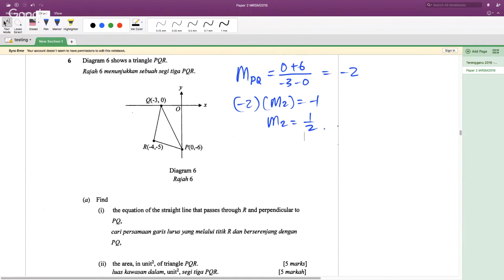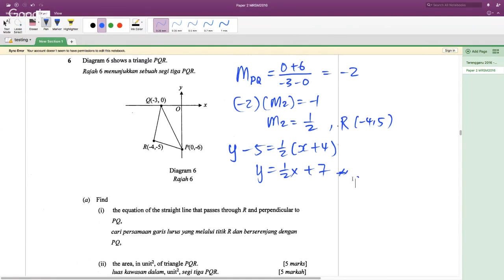So this line is perpendicular to PQ, and it passes through R, so I will just use the coordinate R. My coordinate R over here is negative 4 and 5. I form the equation by using y minus y1 equals m times x minus x1. So my equation is just negative half x plus 2 plus 5, which is 7. This is the equation.